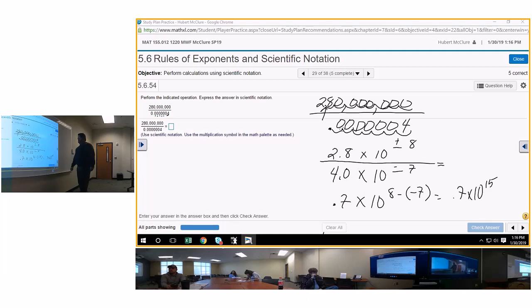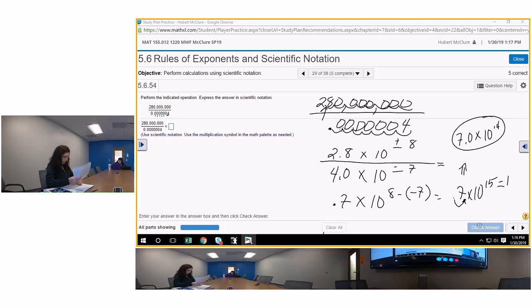Are we done? Nope. So that's going to go one place. So that's going to be blank 1. And there's where the decimal is. I want to move it. That'd be left. So our final answer is 7.0 times 10 to the 15 minus 1, 14. That's the answer.